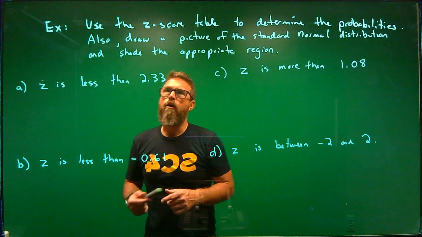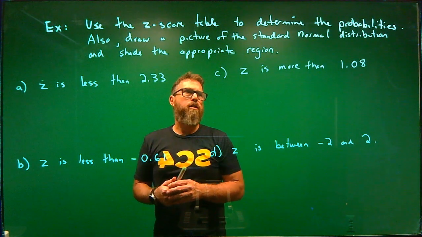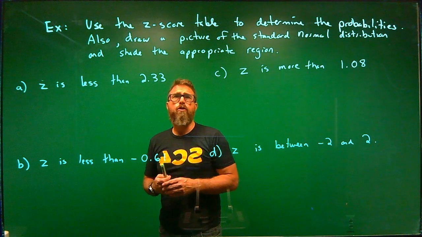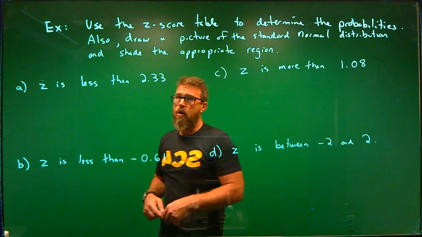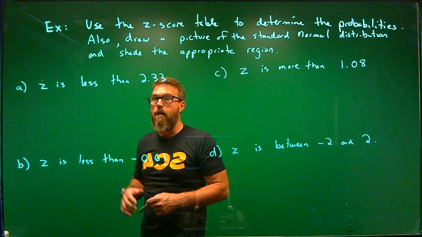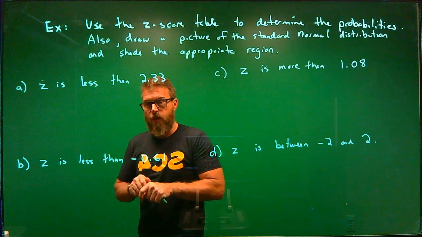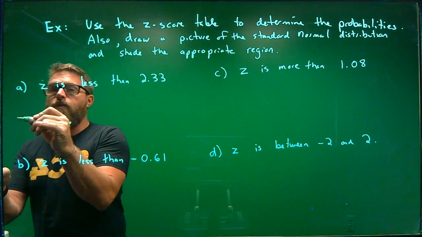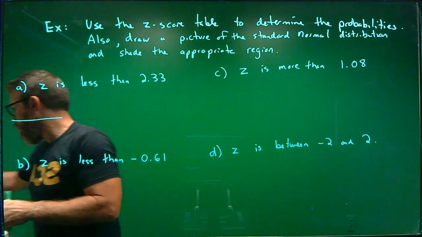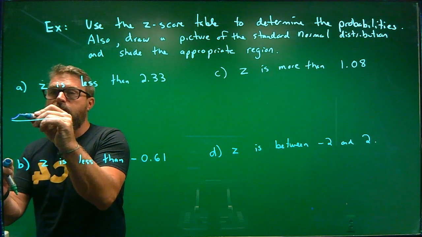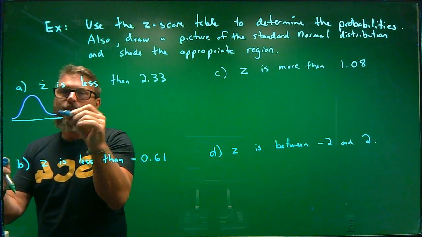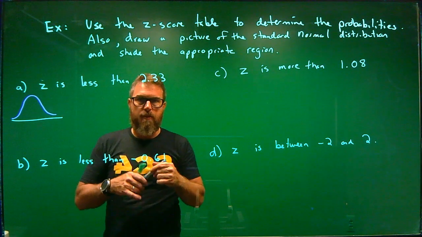All right, so here are 4 examples. It says use the z-score table to determine the probabilities. Also draw a picture of the standard normal distribution and shade the appropriate region. So the first question is asking, what is the probability that z is less than 2.33? I'm going to draw the region first. It helps me understand what to expect as far as our probabilities. Am I going to get a probability bigger than 50%, less than 50%, and so on.